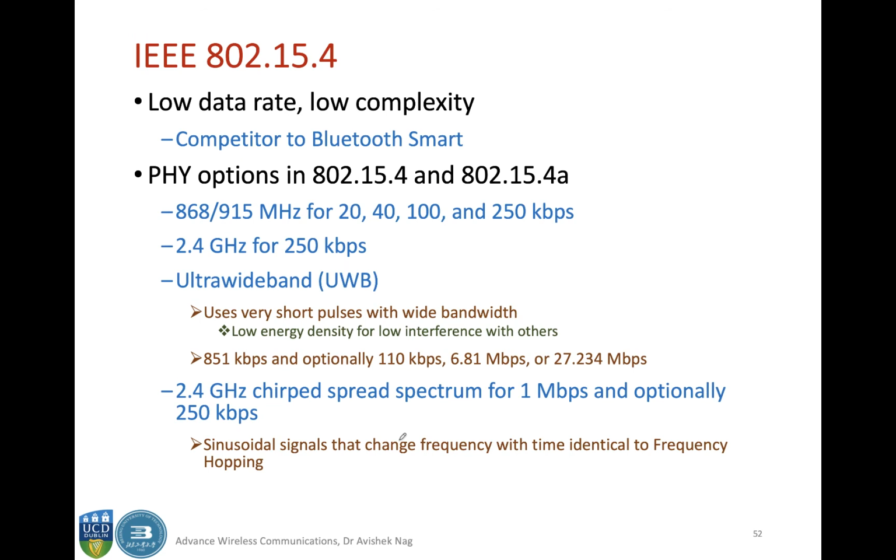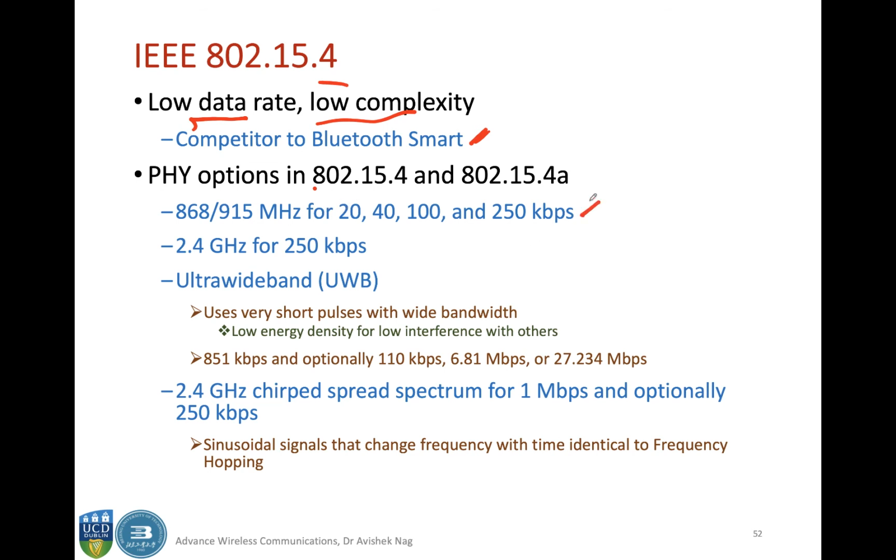So now the 802.15.4, which is again, as we started this video lecture by saying, there were two directions, 802.15.3 and 802.15.4. So now let's see what is 802.15.4. So this is low data rate, as we saw already, and low complexity. This technology is basically a competitor to Bluetooth Smart. There are five options available in 802.15.4.